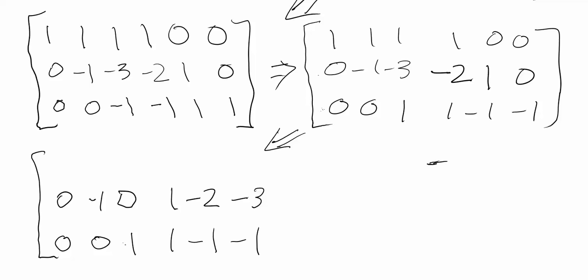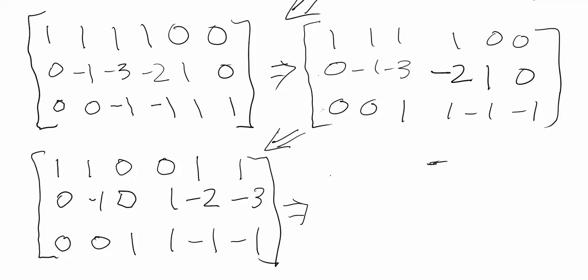And while I'm at it, I'm going to get rid of the 1, that's the third element of row 1, by taking the previous row 1 and subtracting the previous row 3. So that's 1, 1, 0. 1 minus 1 is 0. 0 minus a -1 is 1. 0 minus a -1 is 1.